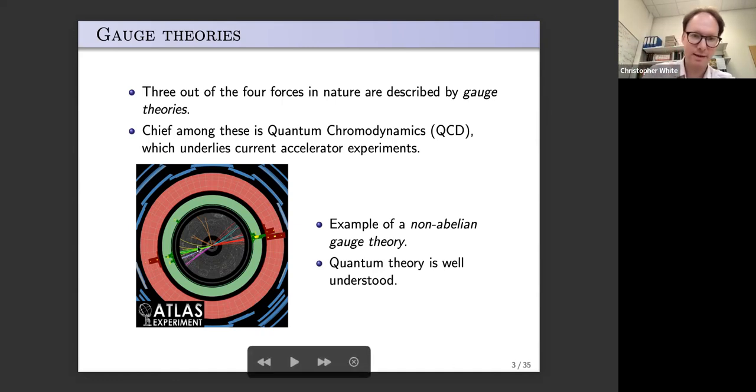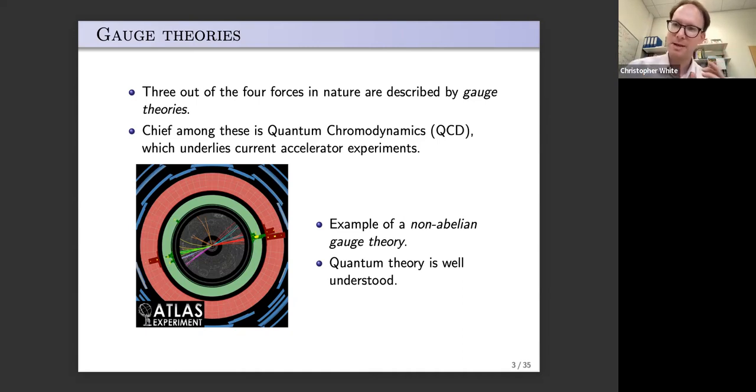I nicked this from the Atlas website some time ago. Someone else can tell me what event this is. I think I've long since forgotten. But indeed, you know, quantum chromodynamics is very important because it's tested at current experiments. And that means we have an enormous number of results from non-abelian gauge theories because we've needed to have them to analyze these experiments. So yes, that's an example of a non-abelian gauge theory where the quantum theory is very well understood.